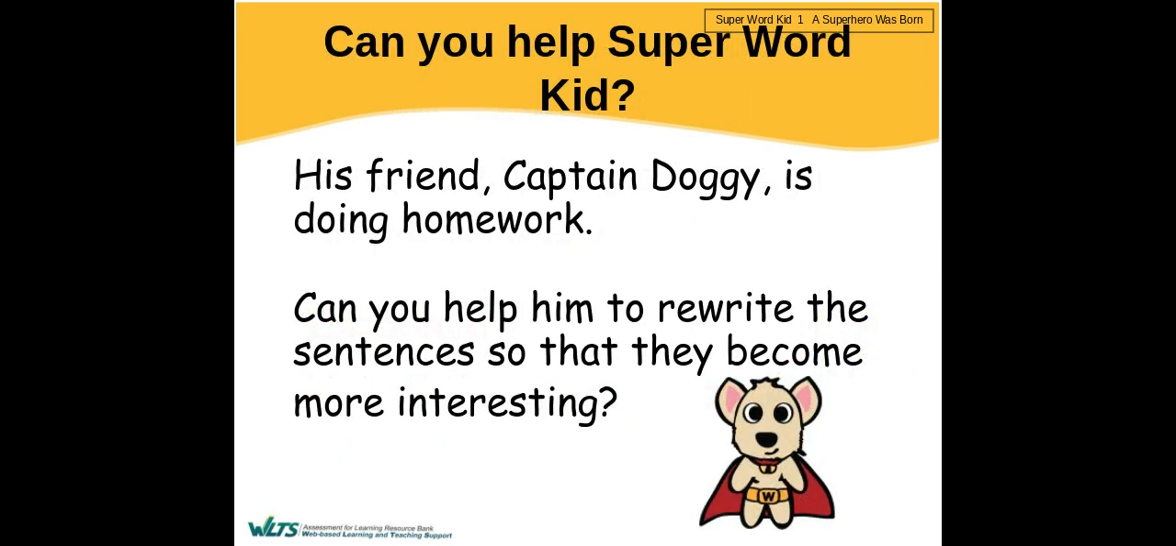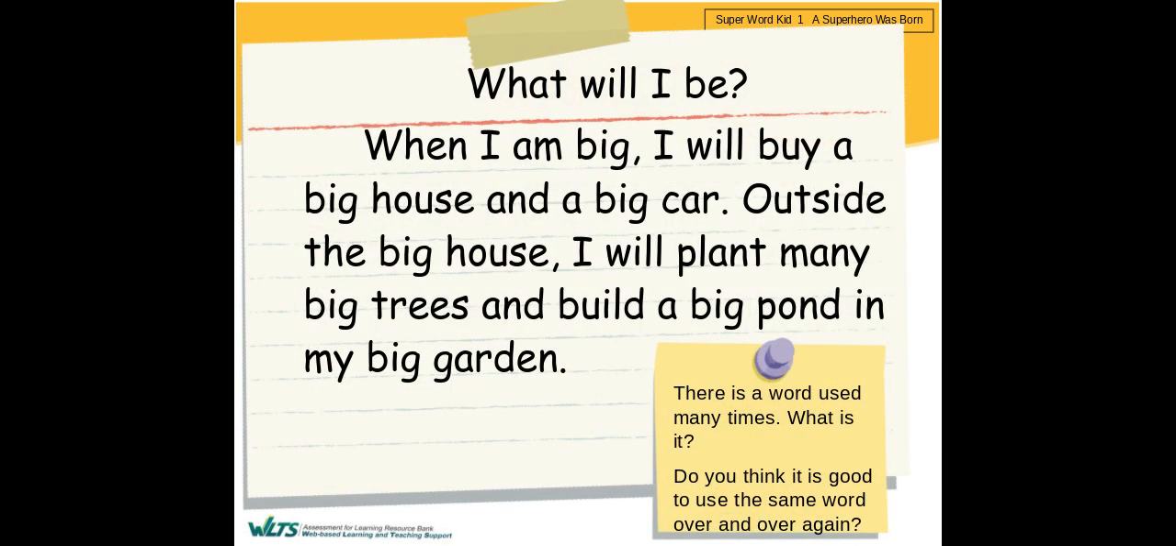So, let's try to help Captain Doggy with his homework. He wrote a story and he needs to rewrite the sentences so they become more interesting. So he wrote, "What will I be? When I am big, I will buy a big house and a big car. Outside the big house, I will plant many big trees and build a big pond in my big garden."